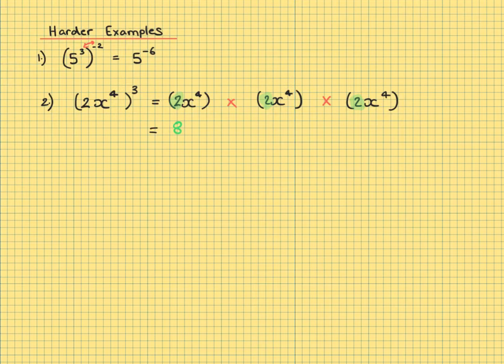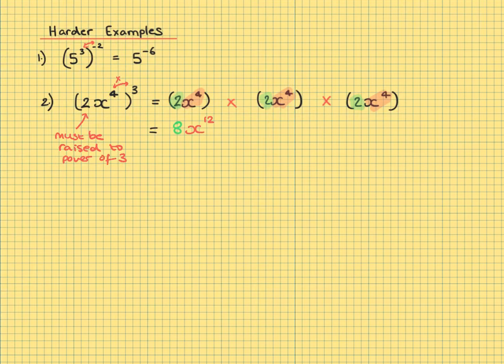And then we need to make sure we look at the x to the 4 multiplied by x to the 4 multiplied by x to the 4, which gives us x to the power 12. So yes, we do multiply these indices here. 4 multiplied by 3 gives us the power of x as 12, but we mustn't forget to raise the 2 to the power 3. So this must be raised to the power of 3 as well as the x to the 4.